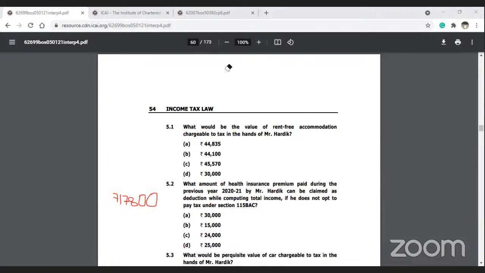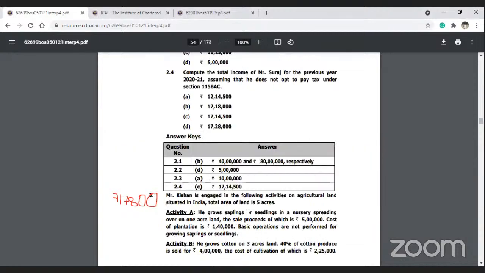Does he have any other income? He doesn't have any other income, I guess. No, he doesn't have any other income. Can you show the question? Yeah, just a second.